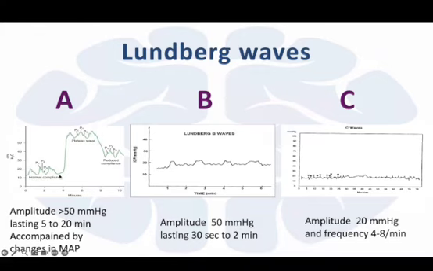For example, a Lundberg wave type A, these are very dangerous, are waves where the amplitude is higher than 50 mmHg, so very high intracranial pressure. They last more than 5 minutes, and they may be related to changes in MAP.